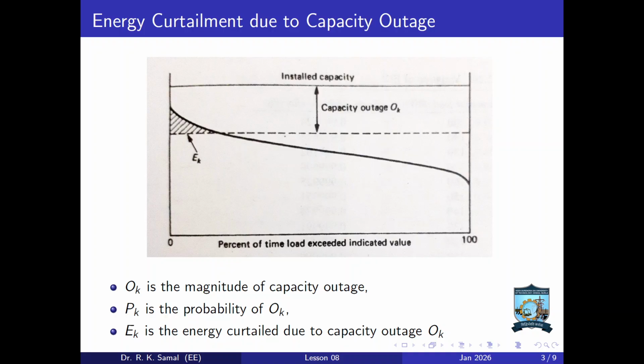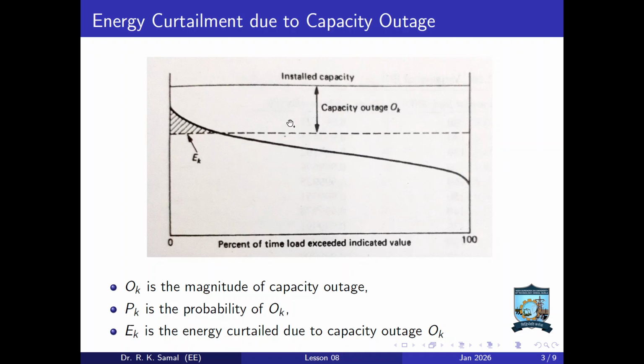Okay, this curve is again from the Billington book. So we have seen this curve. So this is the load duration curve. It is plotted between the load on the y-axis and percentage of time load exceeded the indicated value on the x-axis, and this corresponding to this point, this line gives you the base load.